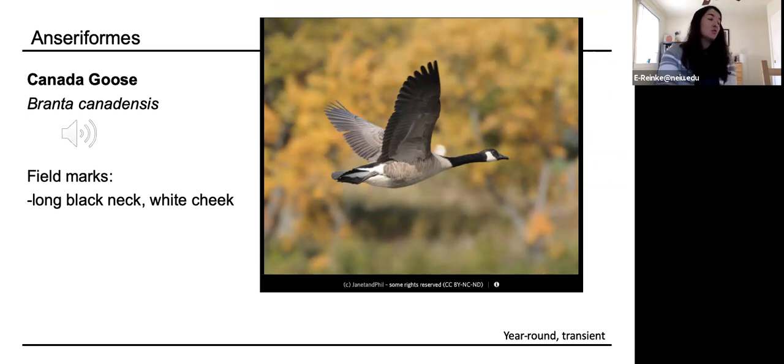All right, now we're getting back into some familiar species. This is the Canada goose, Branta canadensis. You've seen these, we've all seen these, we've heard them. I'll play their call anyways.